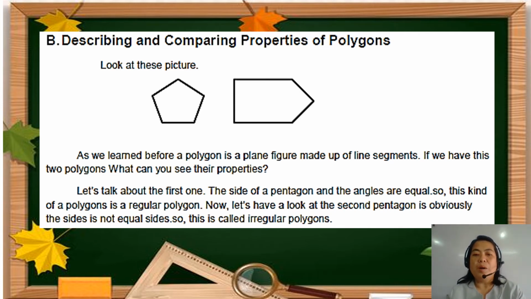Now, let's have a look at the second pentagon. Obviously the sides are not equal. So this is called an irregular polygon. So ang kaduha, gitawag siya pentagon, pero irregular, kay naay uban nga side, dili pareha. Dili pareha ang ilahang measurement.